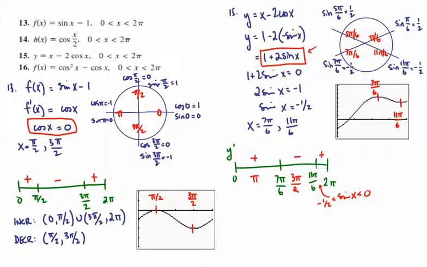So let's just quickly summarize what we have here. The function is increasing from 0 to 7 pi over 6, and then again from 11 pi over 6 to 2 pi, and decreases from 7 pi over 6 to 11 pi over 6. And we'll end this video here.